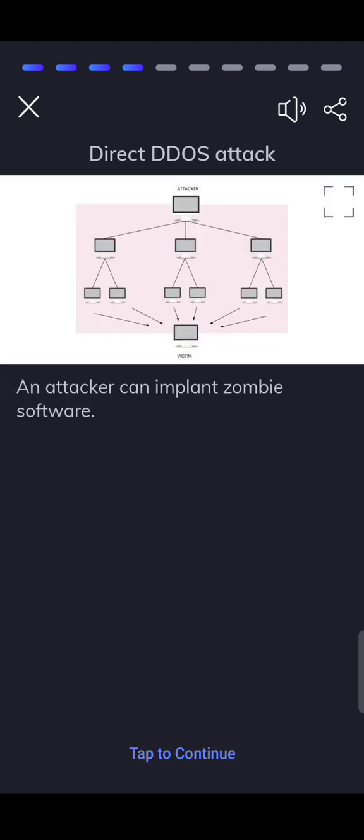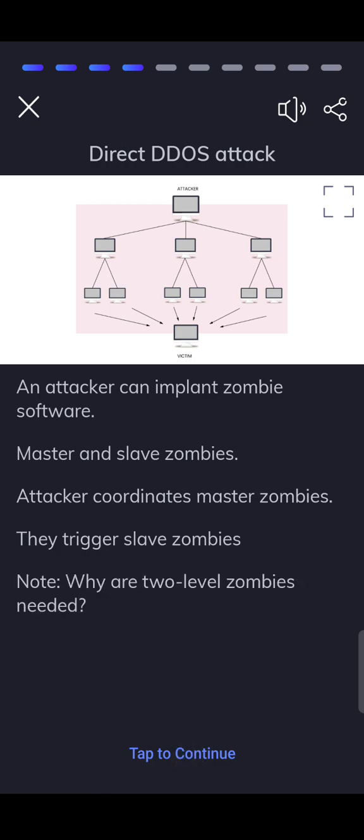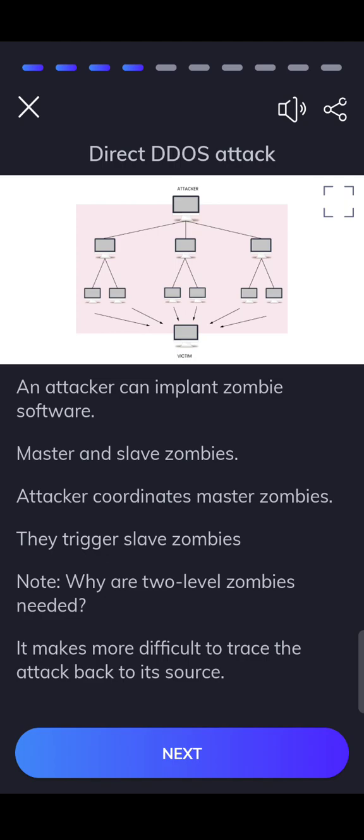An attacker can implant zombie software. Master and slave zombies. The attacker coordinates master zombies. They trigger slave zombies. Note: why are two-level zombies needed? It makes it more difficult to trace the attack back to its source.